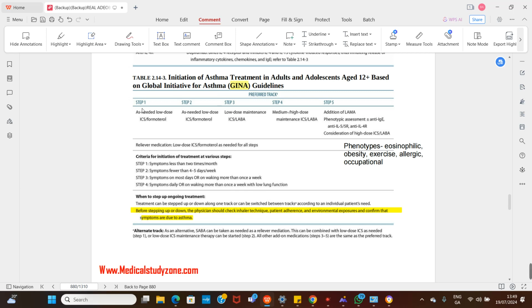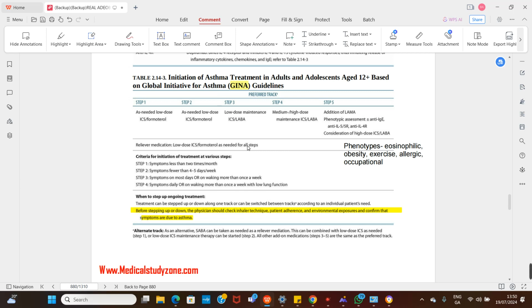So that's step one. If the patient is having the symptom for less than 5 days in a week, that is step two. If the person is having daily symptoms, most of the days, that is step three. Or the person is woken up by the asthma symptoms at least once in a week, step three.